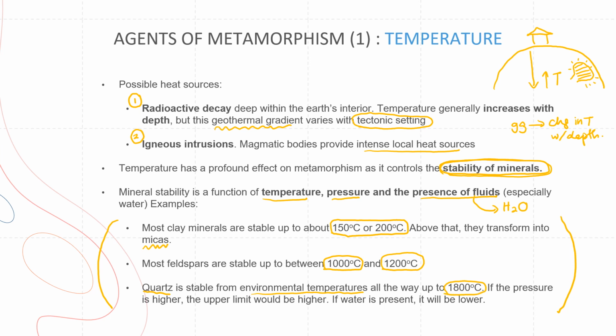And if the pressure is higher, so if we remember, it's a function of temperature, pressure, and the presence of fluids. So if the pressure is higher, then the upper limit of this temperature would be higher. And if water is present, this would be lower, but without water, so if it was dry, the temperature would be higher.